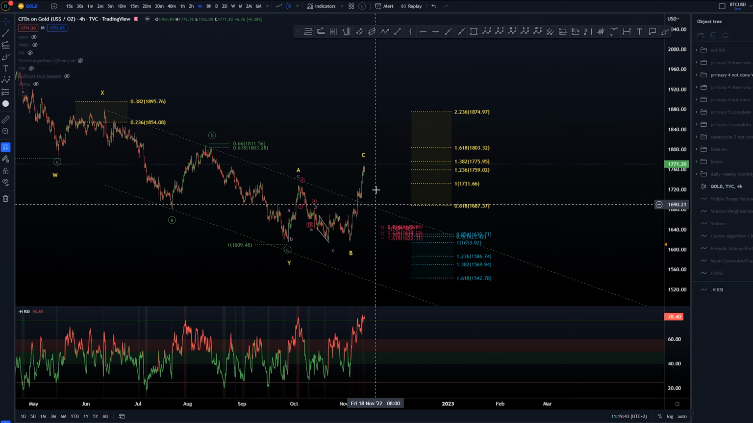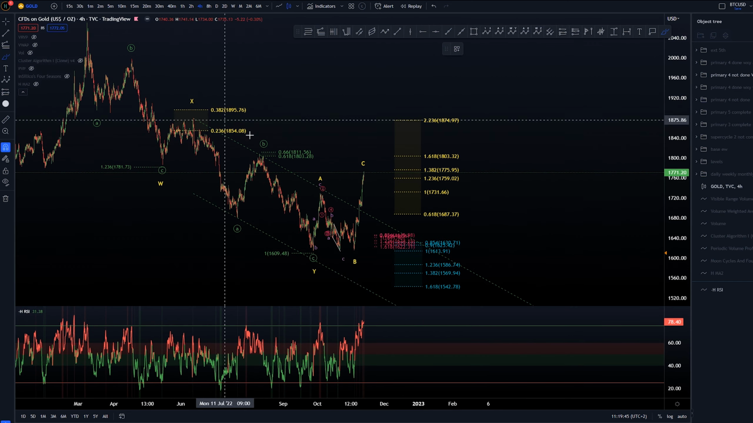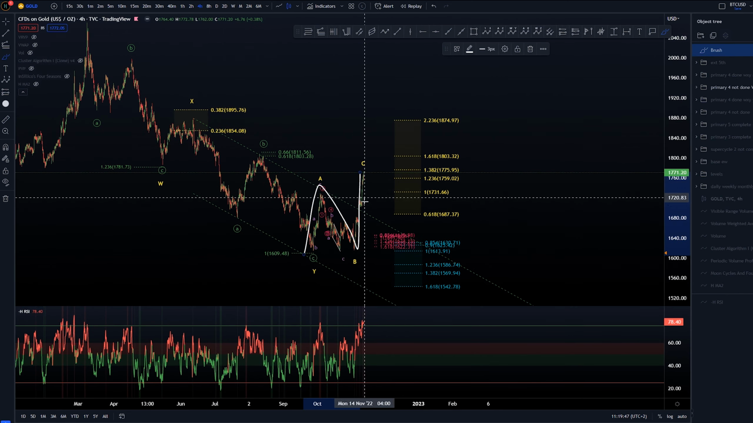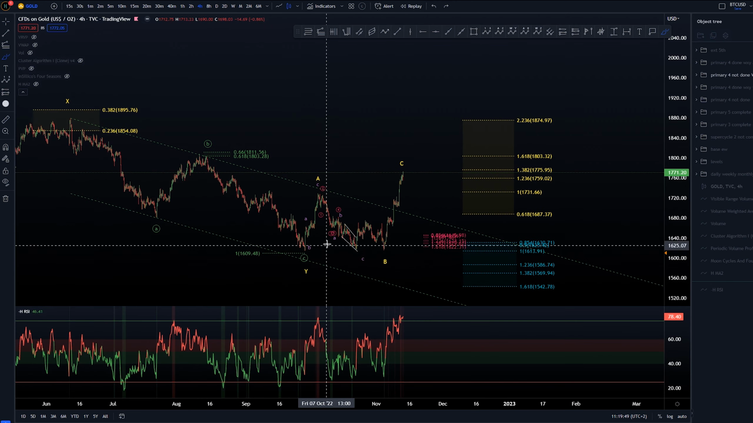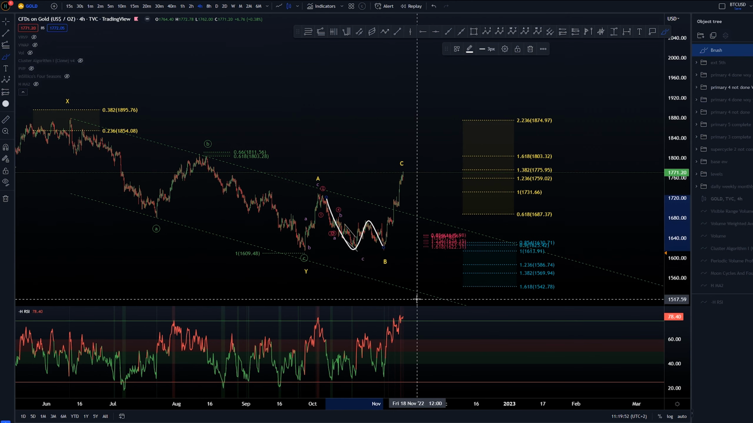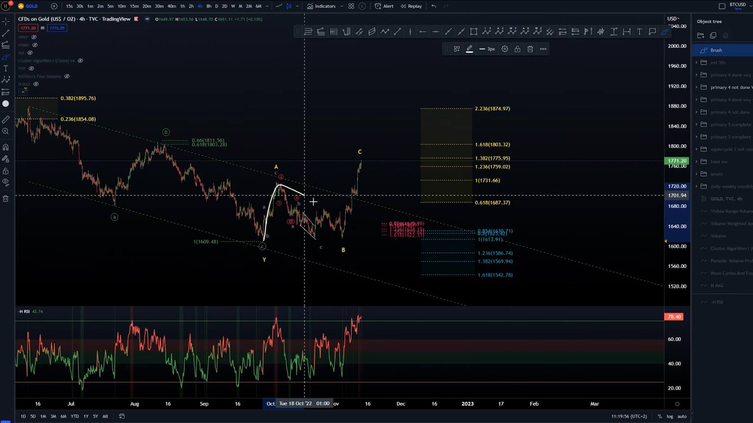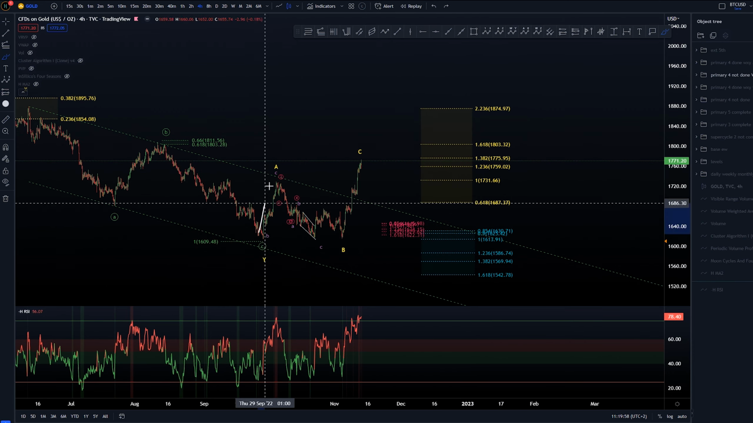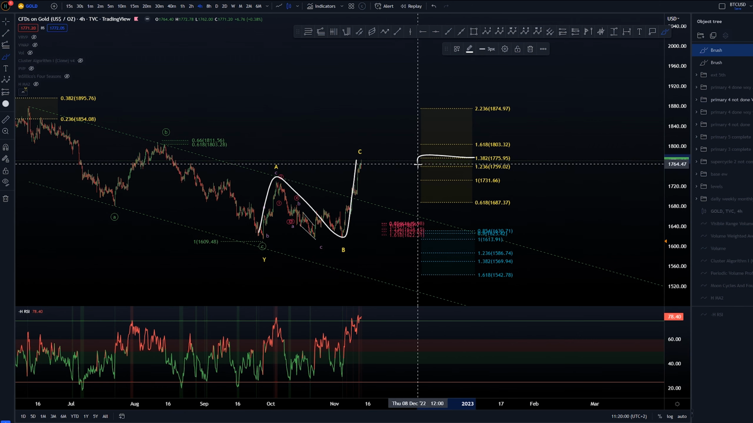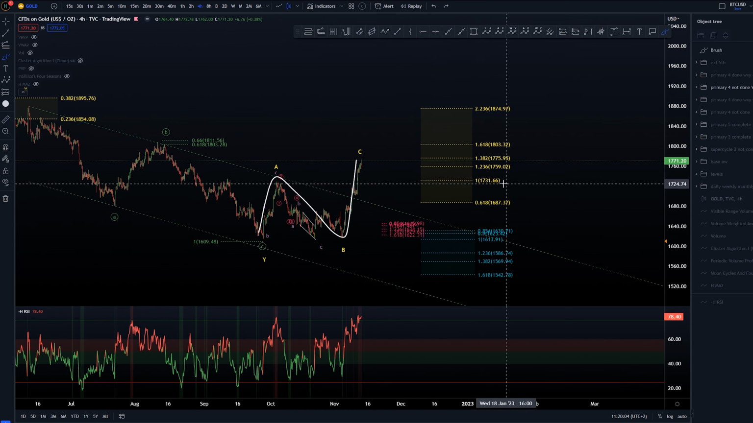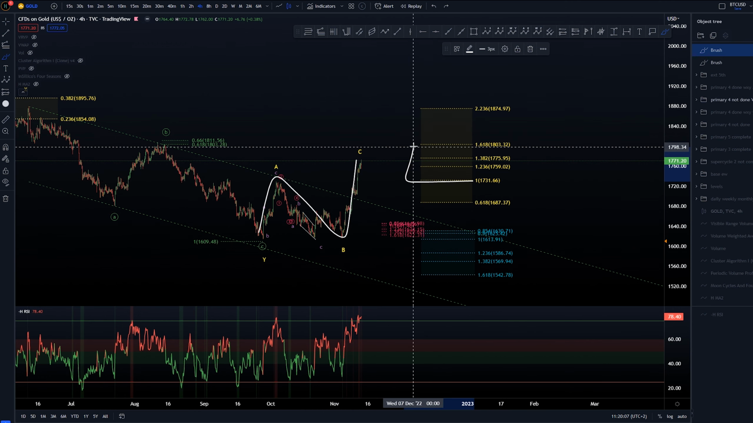I still do think that there is some value in this. Potentially doing something like that. Again, I can't really explain how and why this would be so ugly looking though. But again, the extensions here are doing quite good work. At the moment, if we are looking at this as an ABC, we would be getting right into the target area. Again, targets would be from the 1-to-1 extension of that A wave to the 1.618.